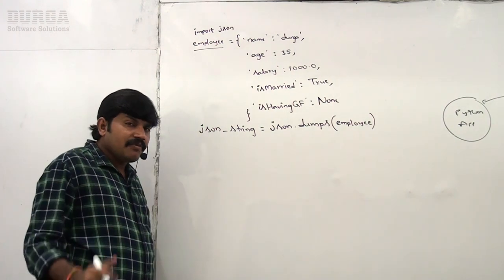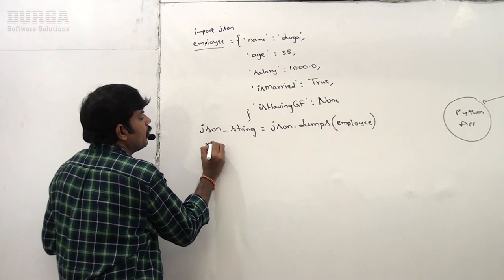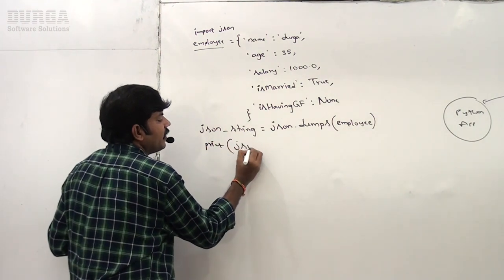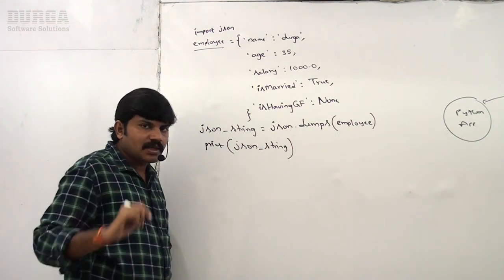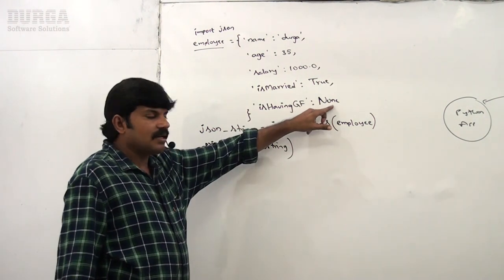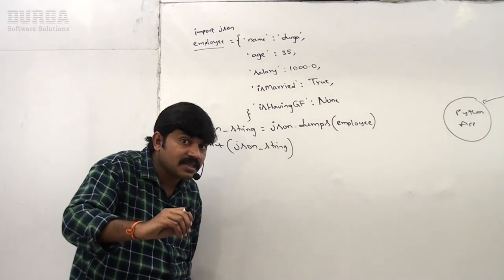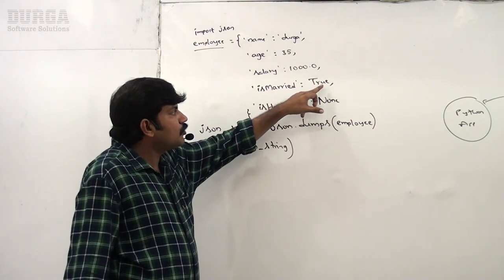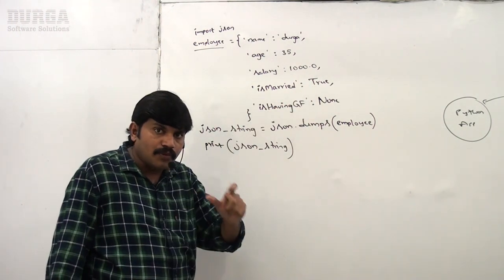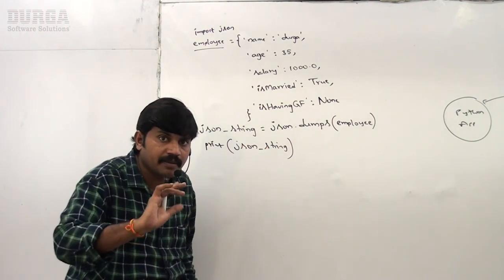Sir, where is the proof that it is a JSON string? Just print this JSON string. What answer will you get? You are never going to get None. You will get null, because in JSON, in JavaScript, None is represented with null. Next, capital True will become small true, because it is not a Python string, it is a JSON string. Remember this one.